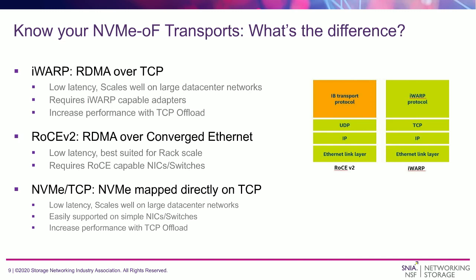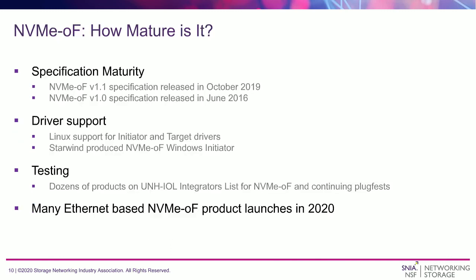An important thing with NVMe over TCP is that it's easily supported using simple NICs and switches. Quite literally, if you've got a couple old PCs in your house and they've got Ethernet adapters on them, you can set up your own little NVMe/TCP initiator and target network, because you can use those lower cost, less full-featured NICs and switches and still get a lot of the benefits of NVMe/TCP. And of course, if you've got TCP offload, you can get some performance benefits there.